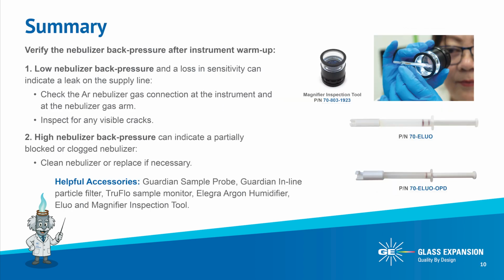Let's recap what we've covered. Set a benchmark for your nebulizer backpressure to catch issues early. Any abnormally high or low backpressure needs to be addressed. Low backpressure? Check for gas leaks or nebulizer damage. High backpressure? You've got a blockage. Clean the nebulizer with tools like the LUO. We also highlighted accessories like the LUO, Magnifier Inspection Tool, Guardian Inline Sample Filter, Guardian Autosampler Probe, and Allegra Argon Humidifier to keep your system running smoothly.